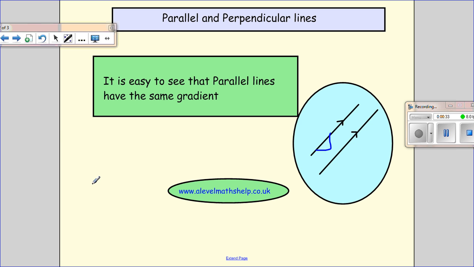And of course, if they didn't have the same gradient, so if that one was like that and that one was like that, they're not parallel lines. They haven't got the same gradient.